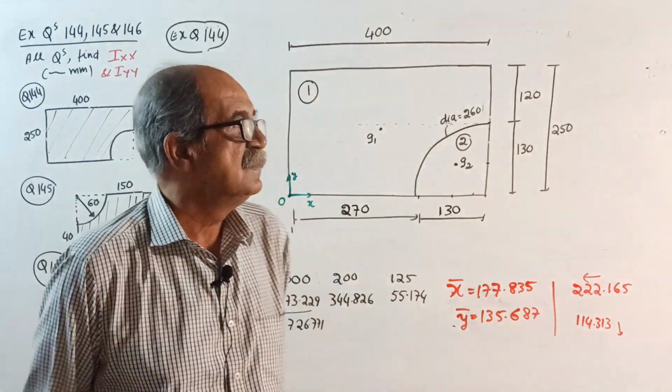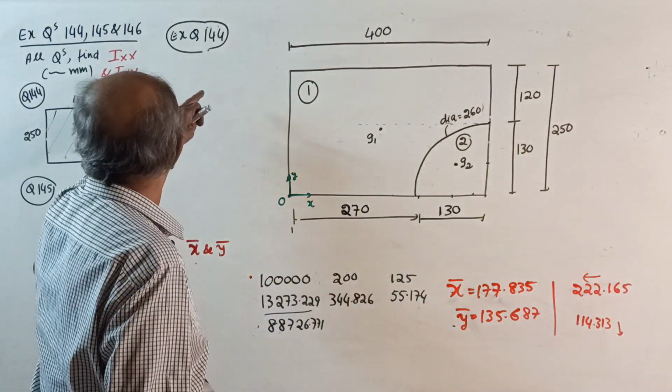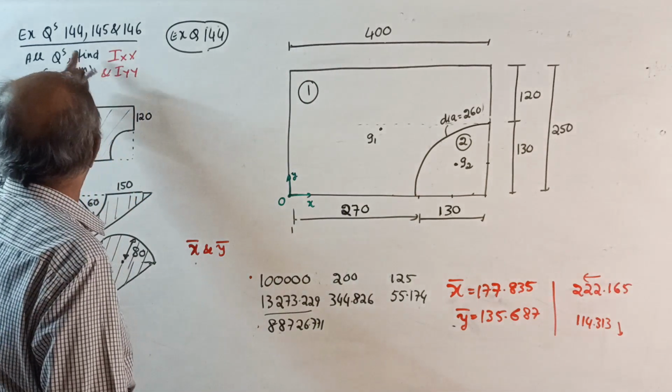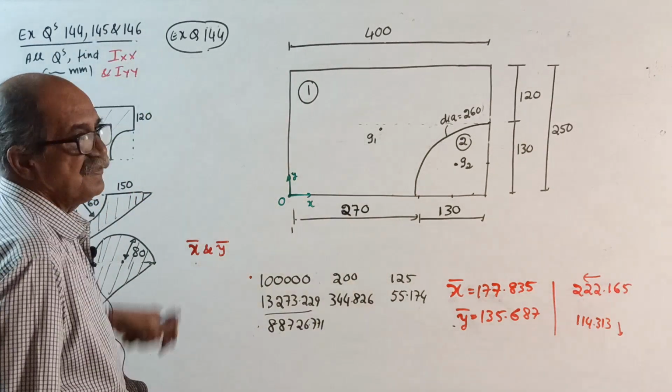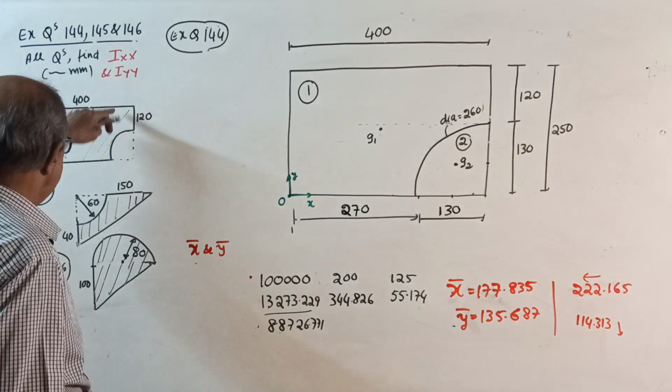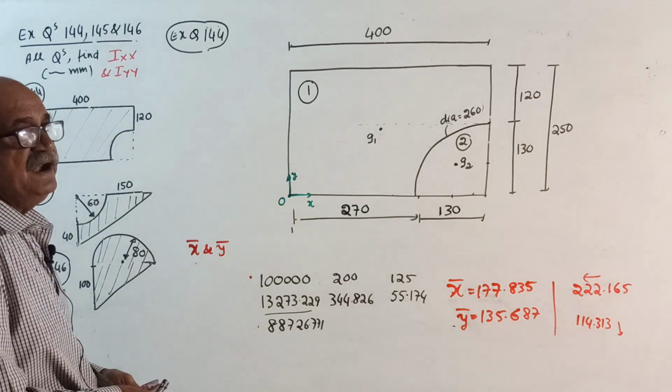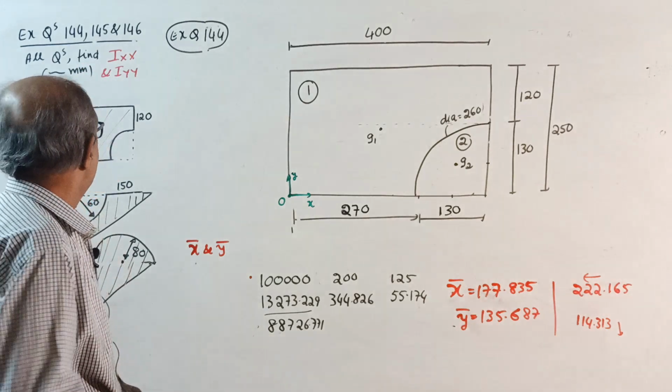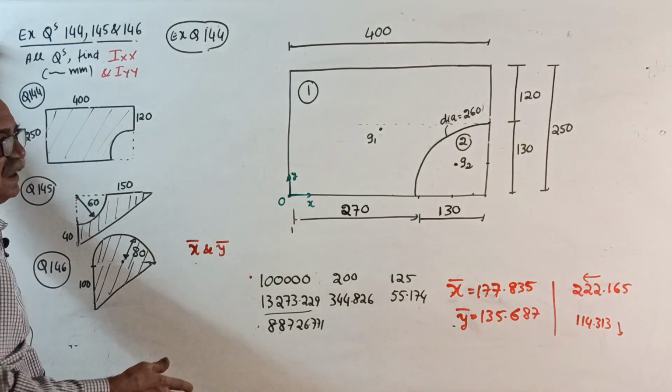Welcome to all. Last class we closed at 143. So 144, 145, 146. In all these three questions, find Ixx and Iyy. Okay, now, as usual, dimensions are in millimeters.